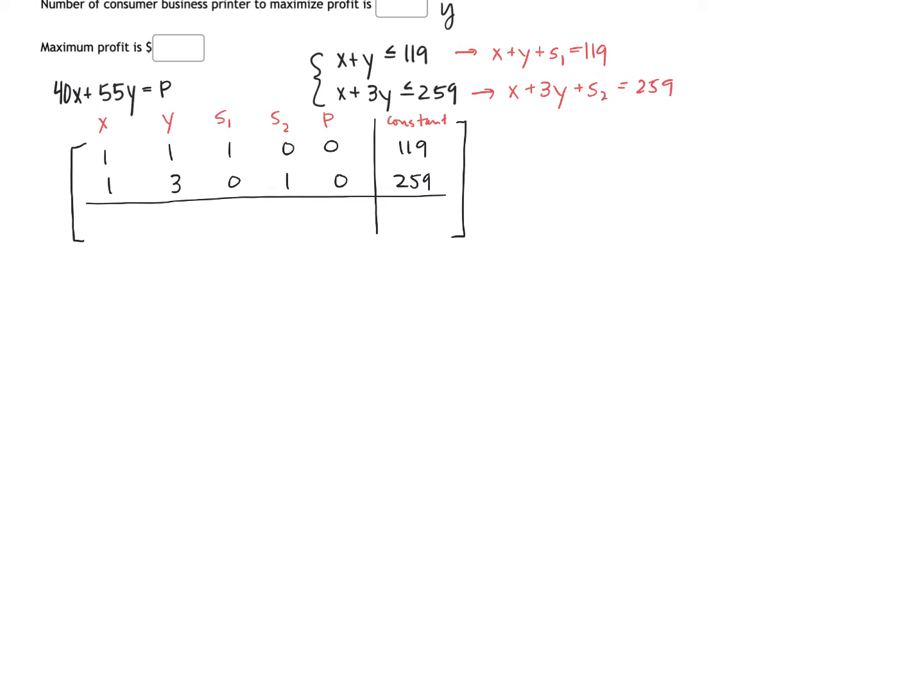And then the last equation, the profit function. Remember that we want it set equal to 0 because we want the constant to be on the right. So we're going to have negative 40x minus 55y plus p is equal to 0. We leave the p positive, and we move everything else to that side. So that's going to give us negative 40, negative 55, 0, 0, 1, 0.